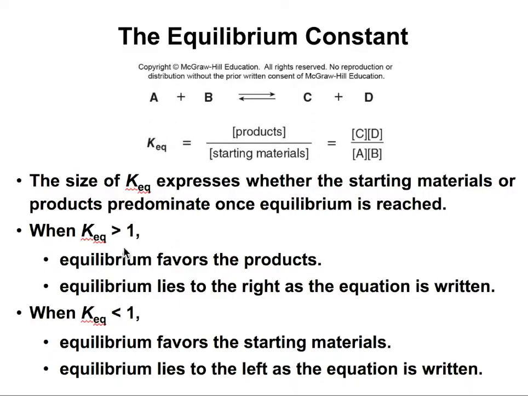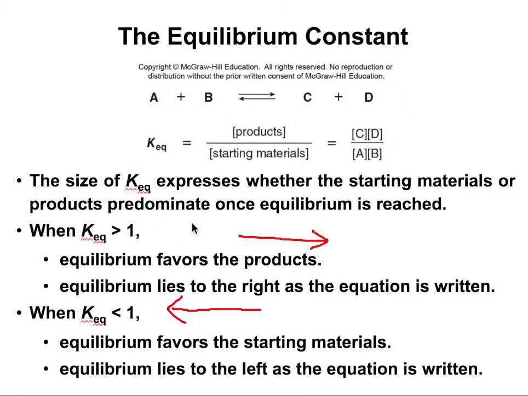When the K equilibrium is larger than 1, then we know that the equilibrium favors the products. The reason is because we have more of the top, more of C and D, so that's why the K ends up being a number larger than 1. But when the K is smaller than 1, then the reaction is favoring the formation of starting materials, which means that the equilibrium goes to the left as this reaction is written.